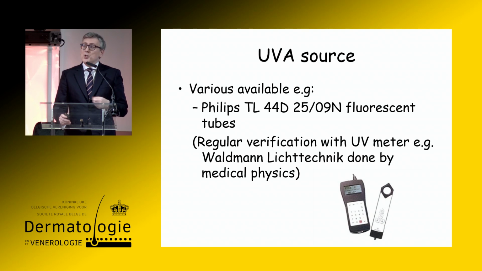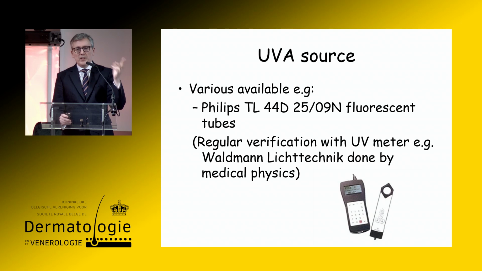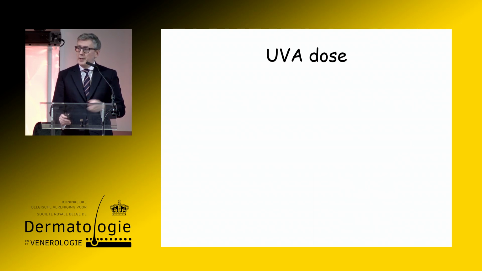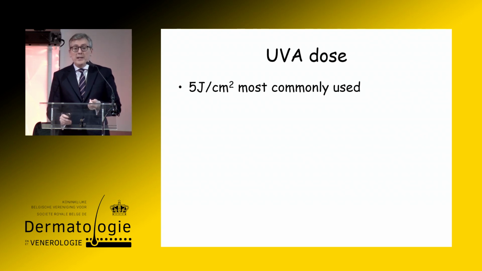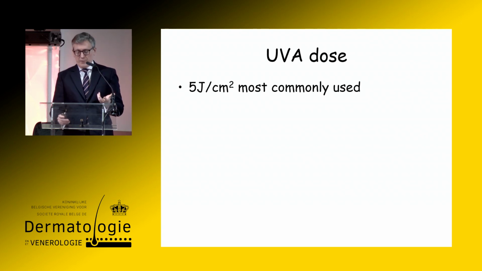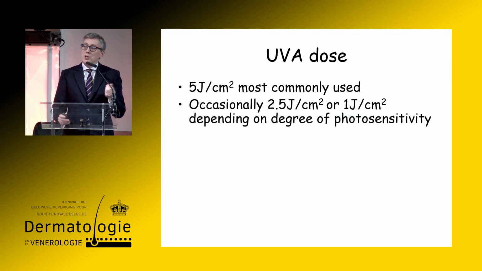The UVA source, well, there are various different ones, but you can use a Philips fluorescent tube. But don't forget that over the lifetime of the tube, there's going to be some variability, and they need to be checked to make sure they're emitting the right amount of UVA. So you need to do that very carefully. And usually it's a medical physics department to do that. Typically, without a history of marked photosensitivity, we are going to use 5 joules per centimetre squared. But you can use lower amounts of UVA if they have a history of photosensitivity.